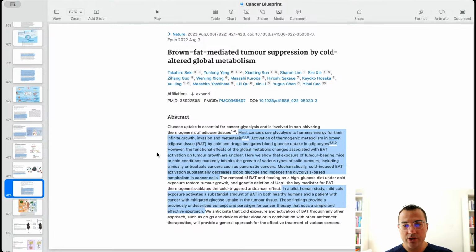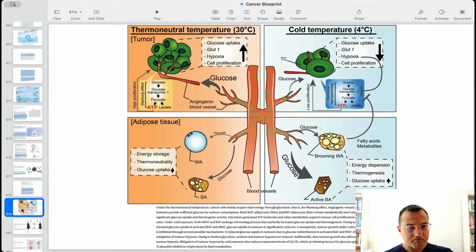Mechanistically, cold-induced brown adipose tissue, brown fat, activation, substantially decreases the blood glucose and impedes the glycolysis-based metabolism of cancer cells, the Warburg effect. In a pilot human study, mild cold exposure activates a substantial amount of brown adipose tissue in both healthy humans and a patient with cancer, with mitigated blood glucose uptake in tumor tissue. These findings provide a previously undescribed concept and paradigm for cancer therapy that uses a simple and effective approach. Interesting. So, this is the graphic that goes along with this paper.